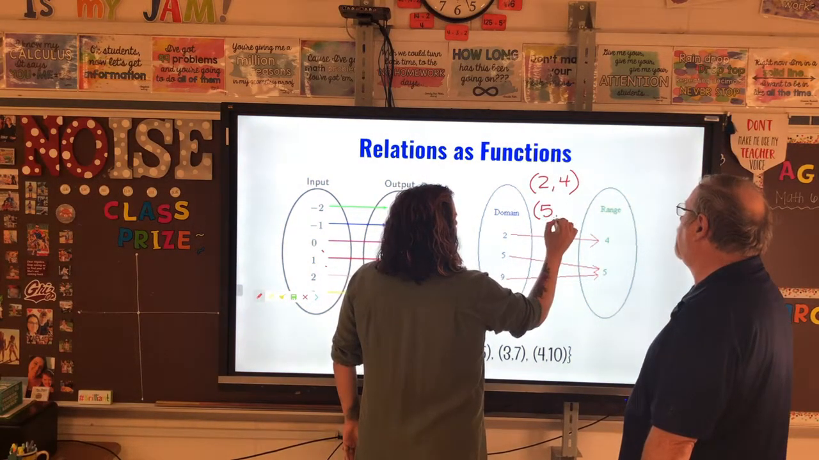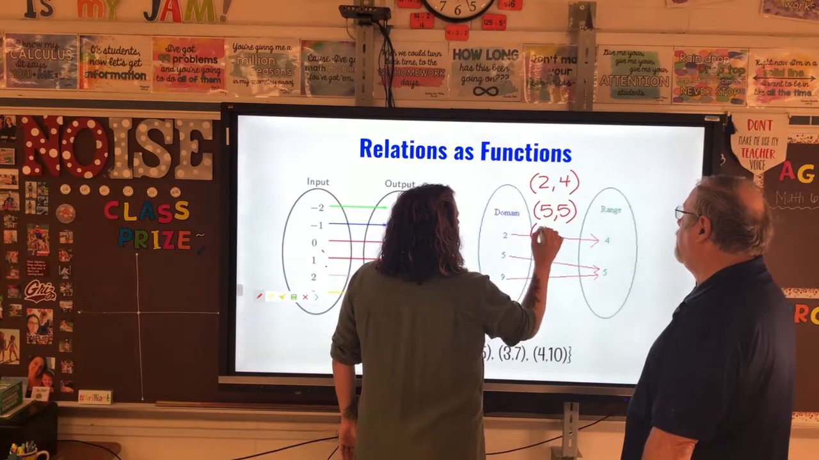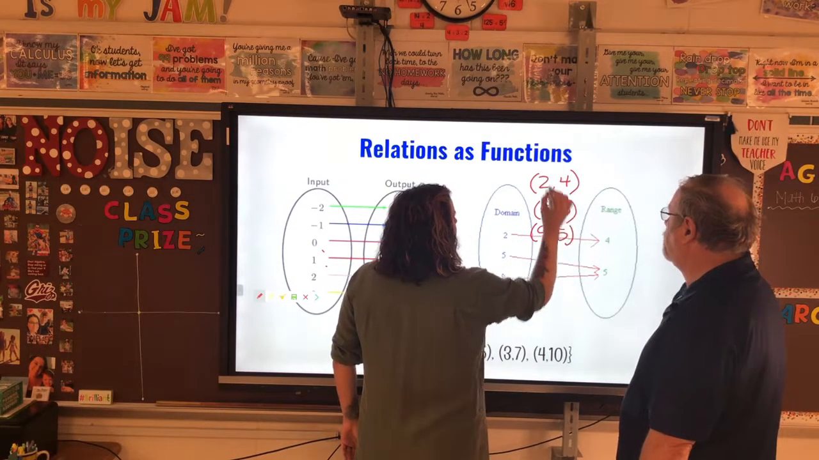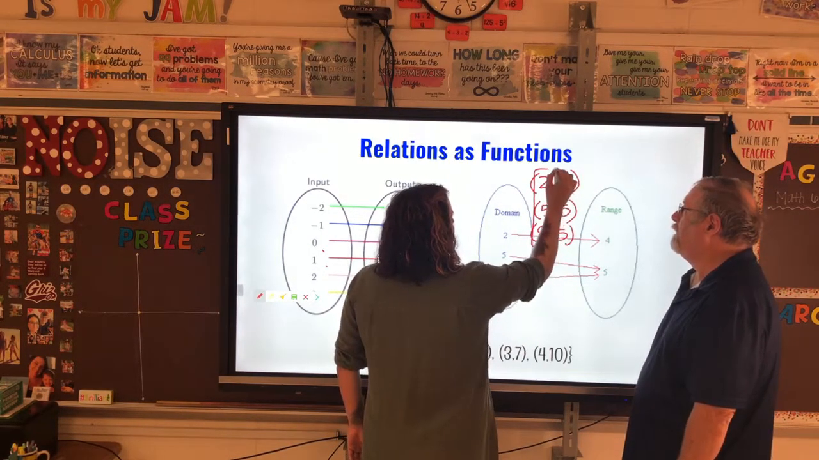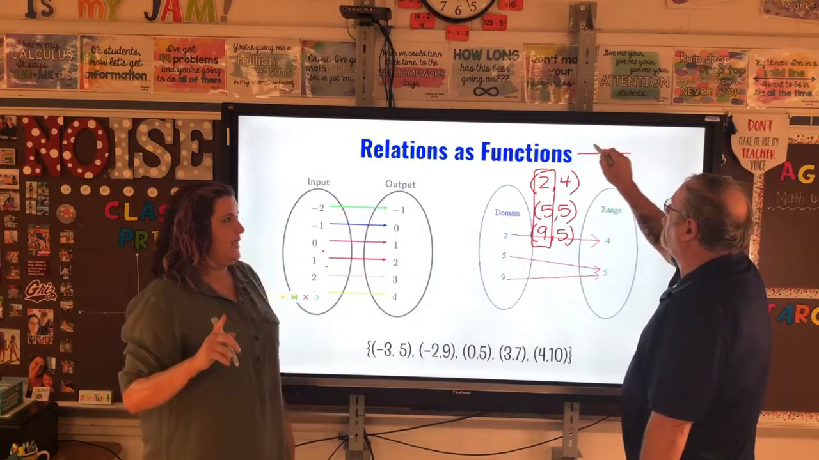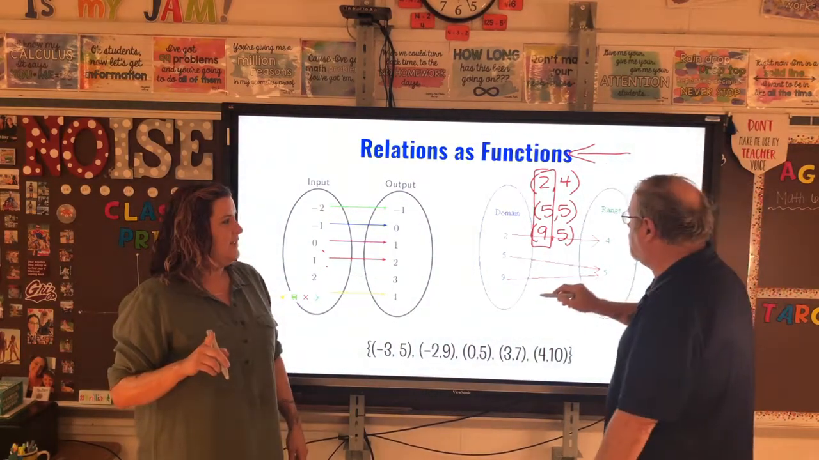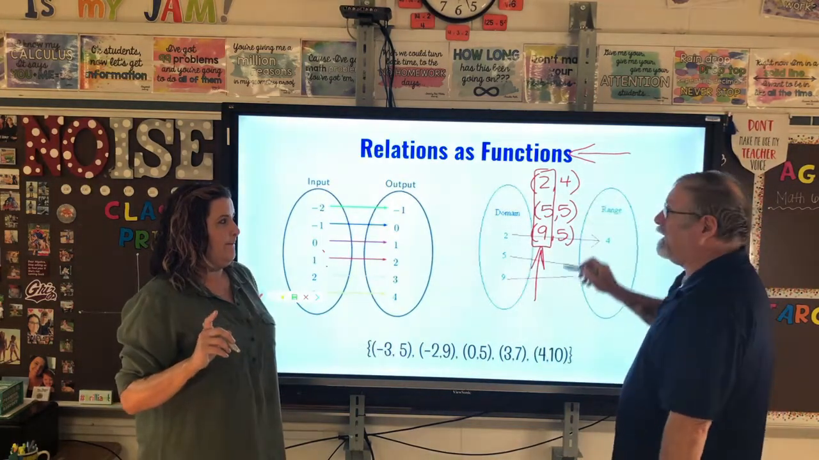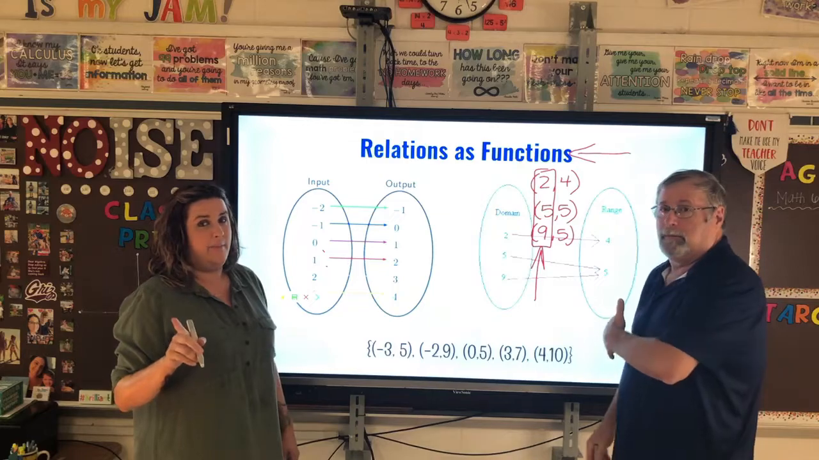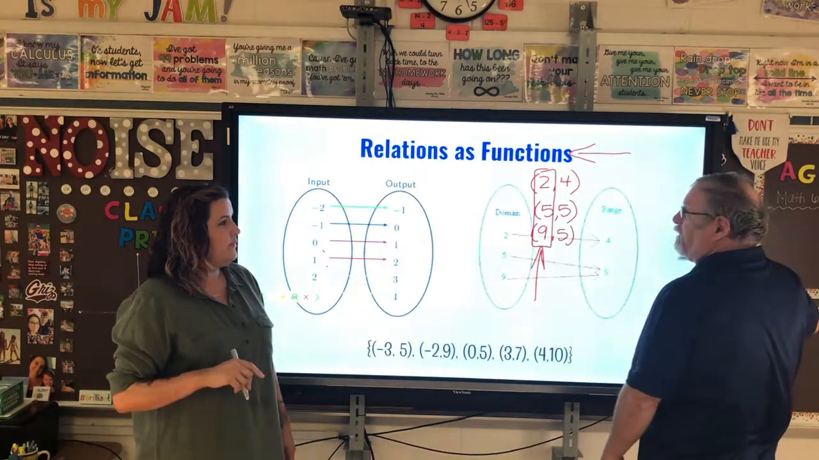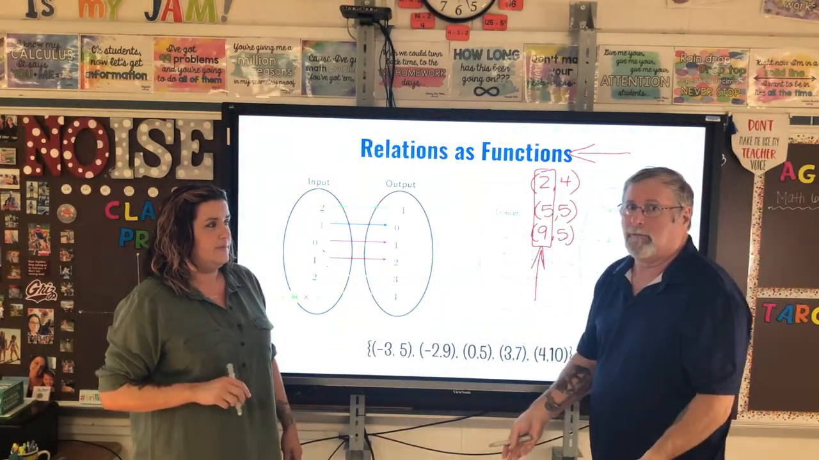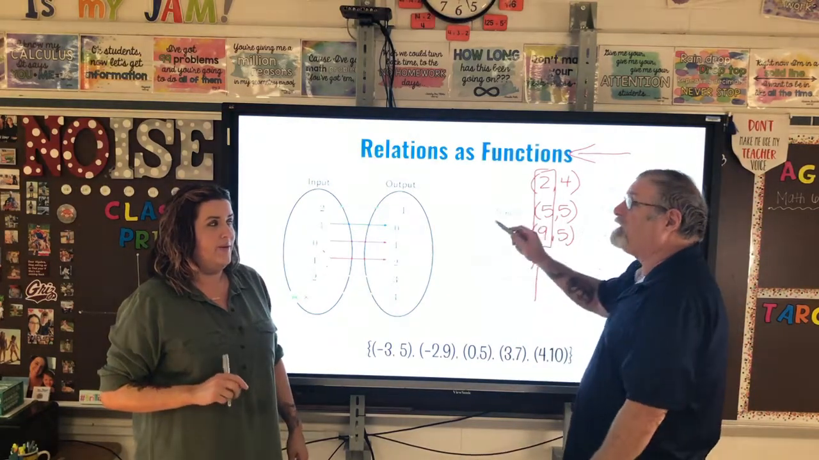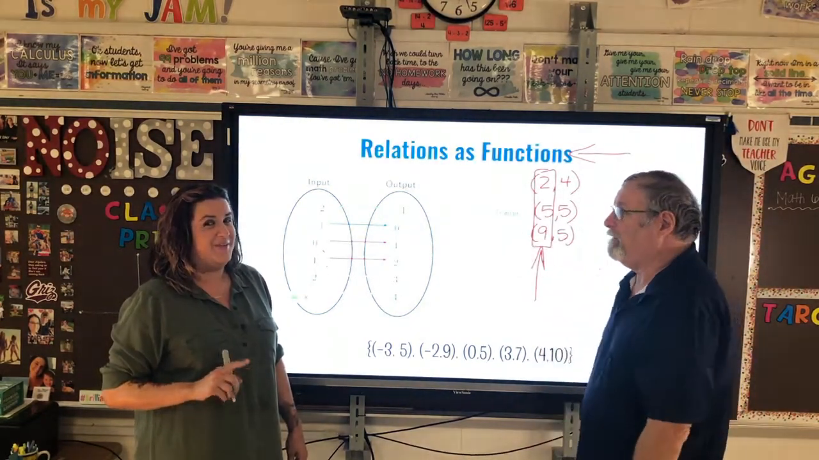5, 5. Yep. And then 9, 5. And I just look right here at that x value to make sure it does not repeat. For it to be a function, no repeating numbers. It doesn't matter on this side. They can all be the same. Matter of fact, if I draw a straight line across a graph, they're all the same y value. But the x value can't repeat itself. We've said that a lot, right?